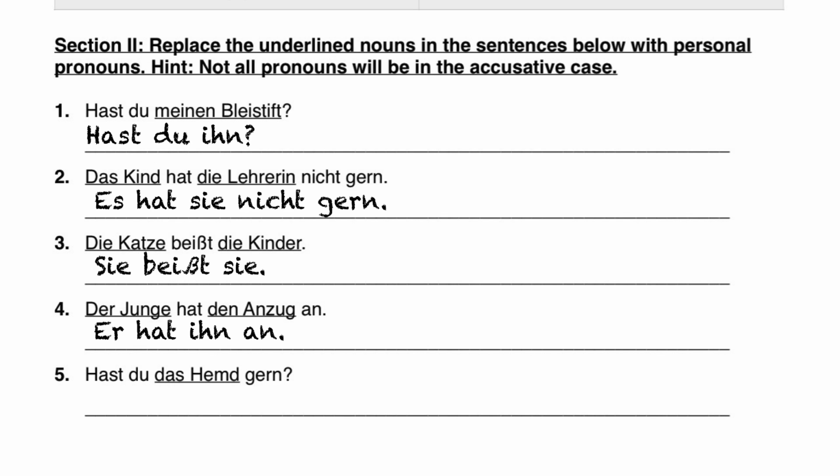Er hat ihn an. He has it on. Nummer 5. Hast du das Hemd gern? Do you like the shirt? Das Hemd has das in front of it, which means we have to have an s at the end of the pronoun as well. Hast du es gern? Do you like it?